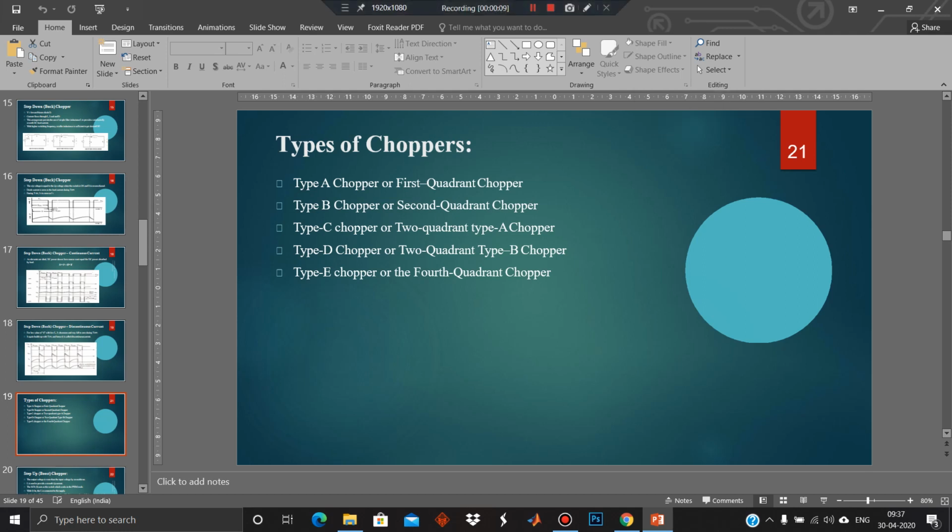So today we are first going to discuss the different quadrant operation of chopper. Already I have said in the last lecture that they are classified into 5 types. That means the type A chopper, that is the first quadrant chopper, type B chopper or the second quadrant chopper, type C chopper or 2 quadrant type A chopper, type D chopper, that is 2 quadrant type B chopper, and type E chopper, that is all the 4 quadrants will be operational. Now let us see one by one how they are operated.